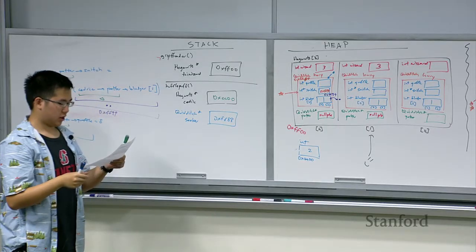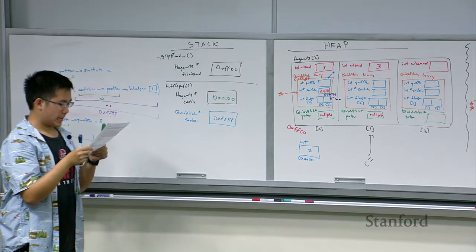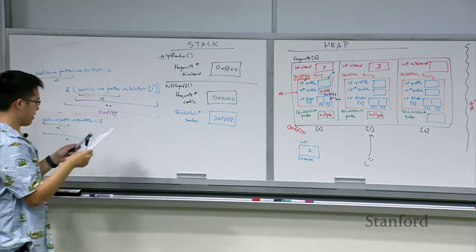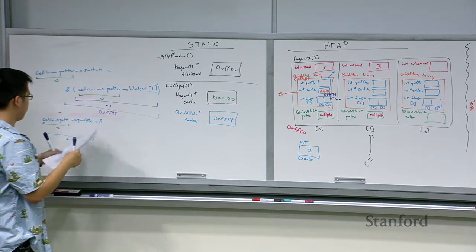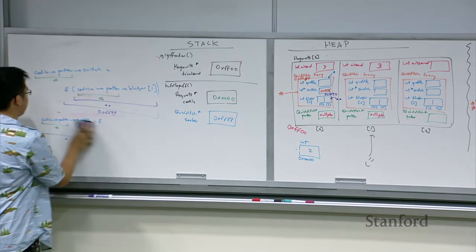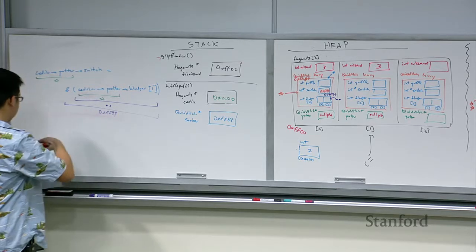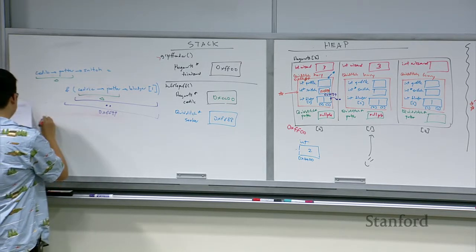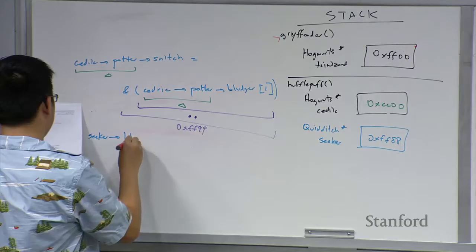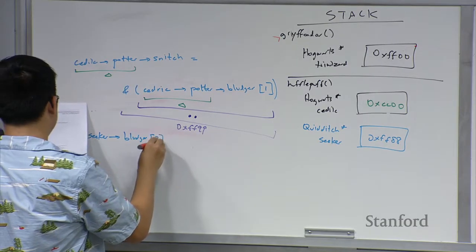All right, wow, this is a long question. Okay, seeker, bludger 0 equals 4. We're almost there. Let's erase this line. Seeker, bludger 0, that's equal to 4.